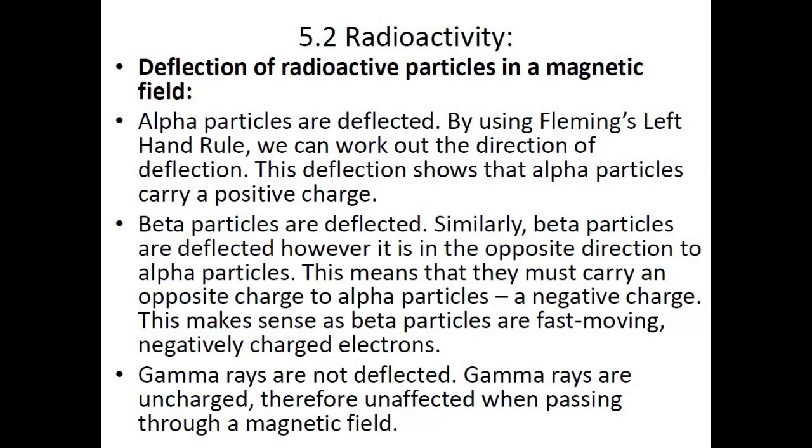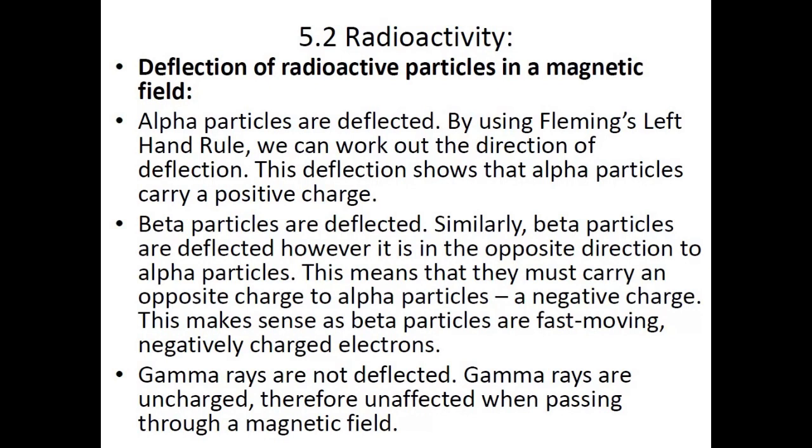Basically, we use Fleming's left-hand rule to find the direction of deflection for alpha particles, and by using it we get to know that alpha particles, even in the magnetic field, also behave like positively charged particles, whereas beta particles are also deflected. However, their direction of deflection is always opposite to the alpha particles, as they have a negative charge, whereas gamma radiations are not deflected at all, as they are uncharged.